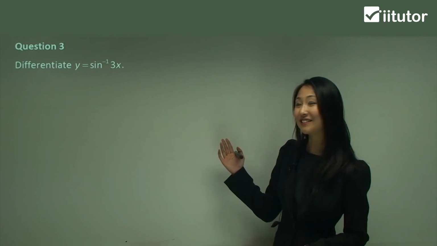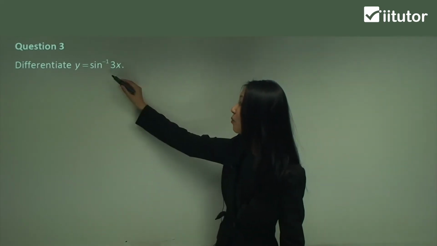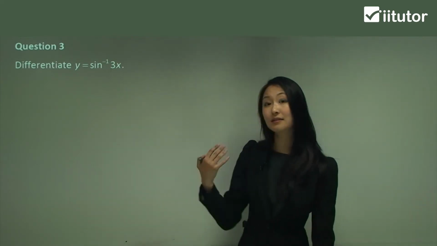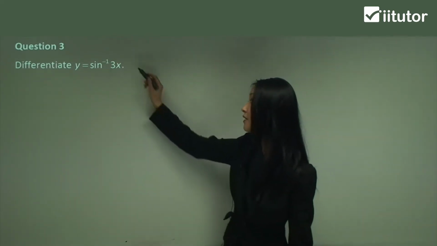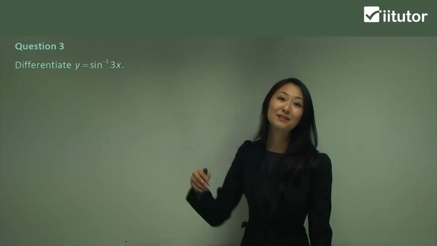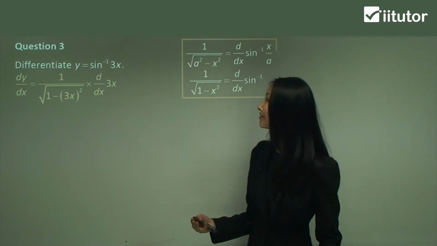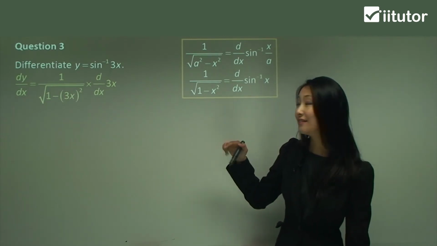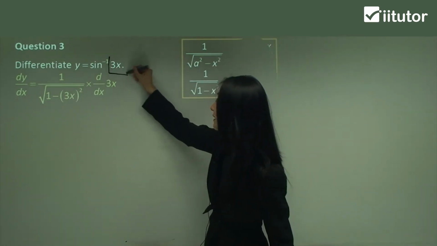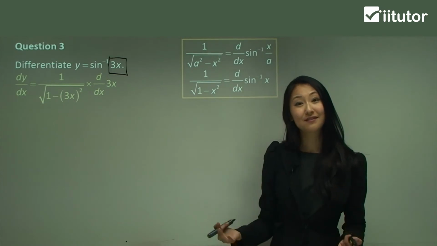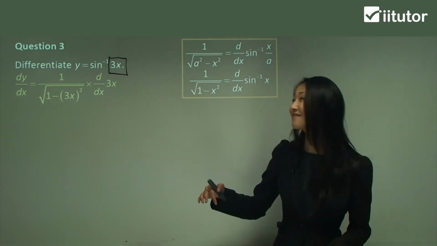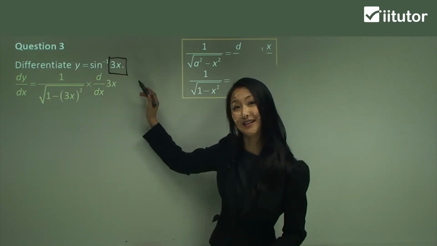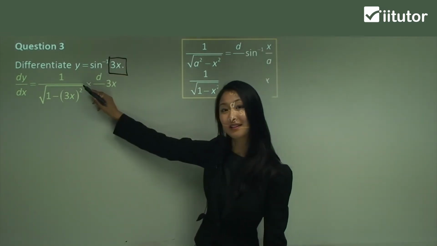Okay, question 3, we want to differentiate y equals inverse sine 3x. Now, this is slightly different because we have 3x there, which means we're going to have to apply the chain rule. So remember, with the chain rule, all we need to do is take this and find the derivative of that and multiply it, okay? So firstly, we just consider the inverse sine differentiation. So that's just using this formula.